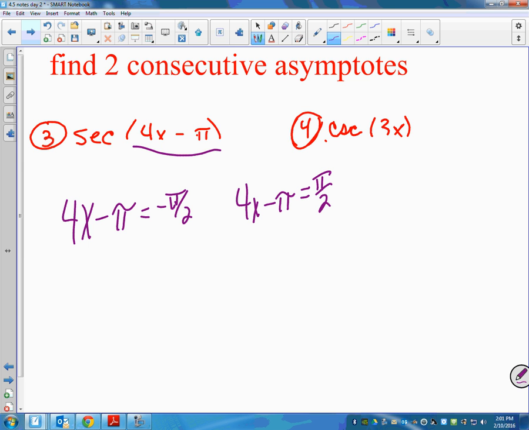So if I'm going to solve this for x, I'm going to add pi. And since I have a negative pi halves and a pi, I can add those together because they both have pi in them. And think about it, if I have a whole pie and I eat half the pie, how much pie do I have left? It's one pi and then negative half pi.